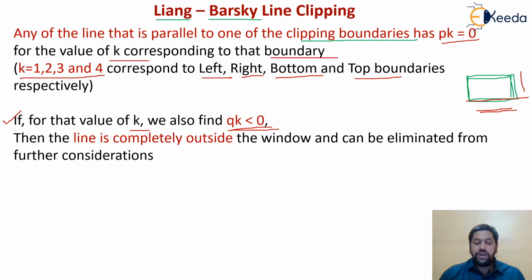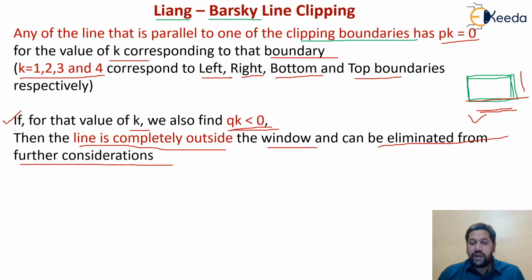Okay, if qk is less than 0 and the line is parallel, see this is my parallel line, and for this line the qk value is less than 0. Then the line is completely outside the window and can be eliminated from further consideration. This is my line which is parallel, this is my line which is parallel. These lines also have qk value less than 0, then we can say the line is completely outside the window and can be eliminated from further consideration.